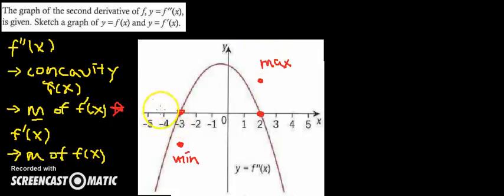Okay, so let's try to sketch this. I'm going to use red. If I go back to my second derivative graph, everything here is negative, which means the graph of my first derivative is decreasing. So I have 2 options. Decreasing means I can go like that, or I can go like this. They're both decreasing. So which one am I going to use? I'm going to use this one.